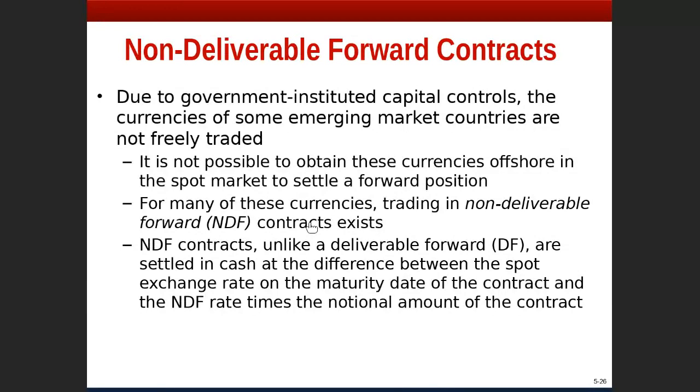A non-deliverable forward contract, unlike a deliverable forward contract, is settled in cash at the difference between the spot exchange rate on the maturity date of the contract and the non-deliverable forward contract rate times the notional amount of the contract. So if the notional amount of the contract is 1 million, you take this difference and then you multiply it by $1 million.